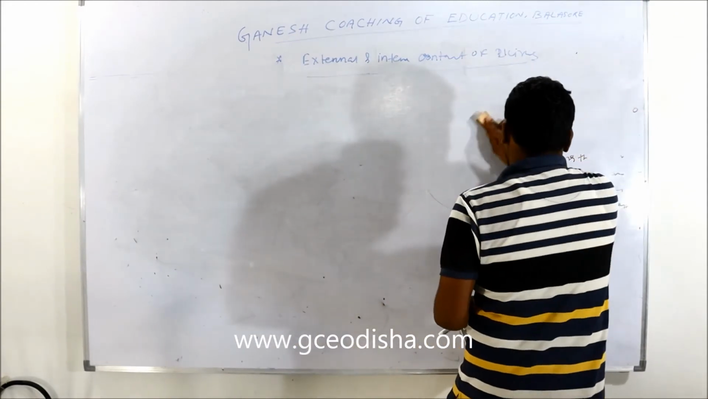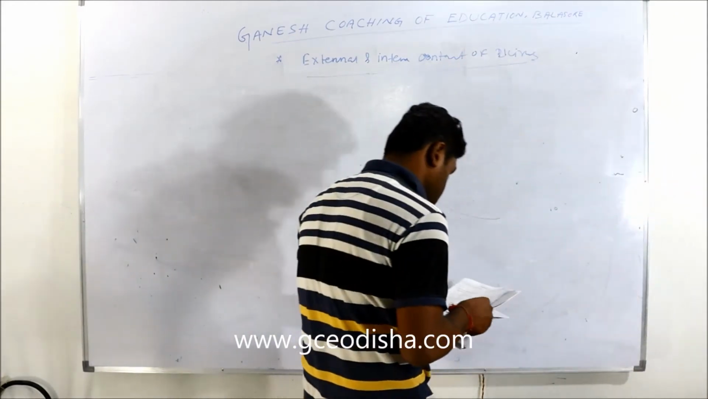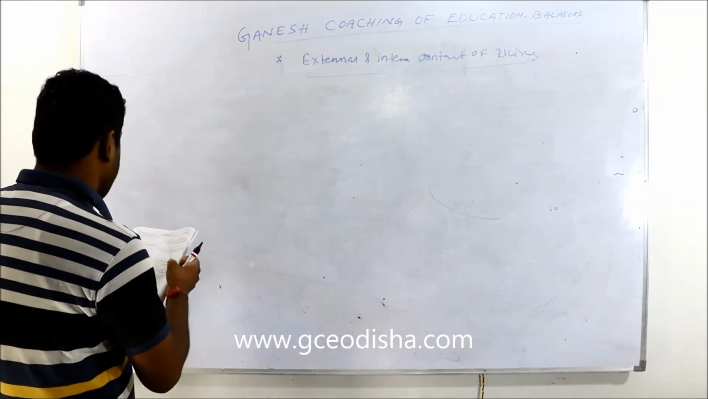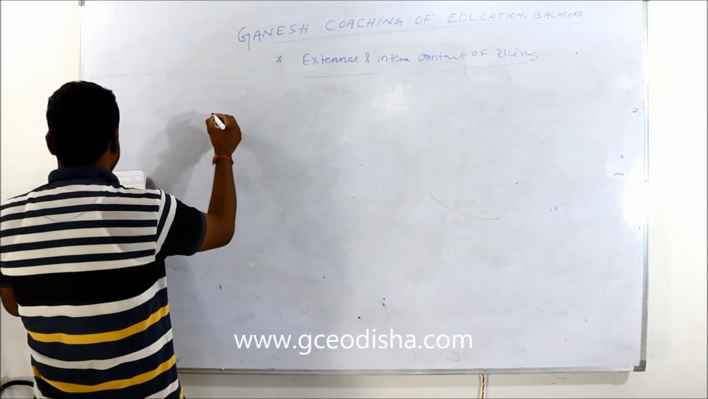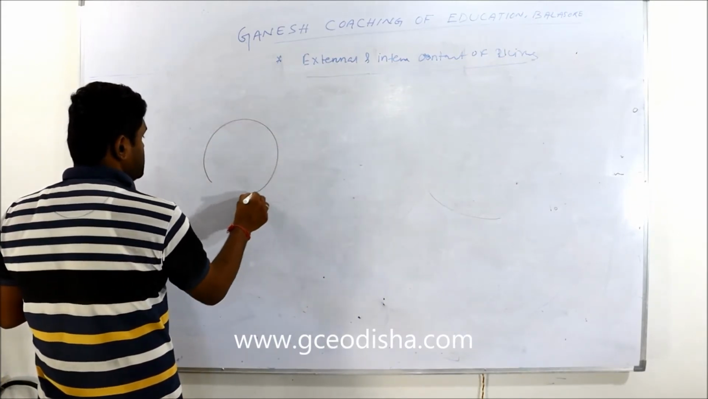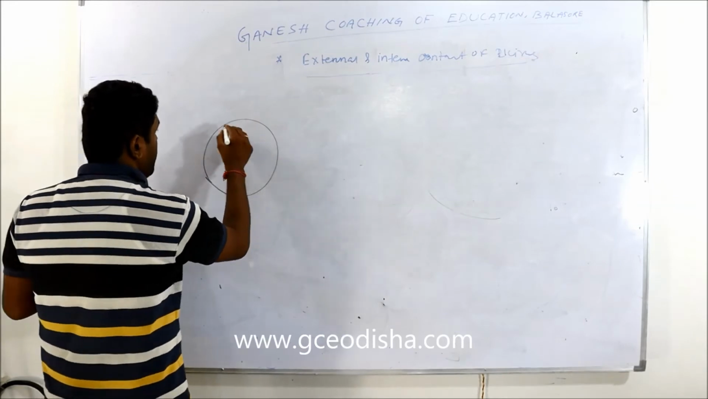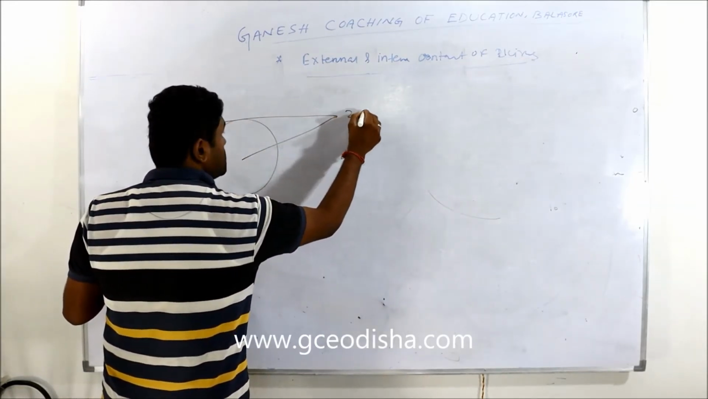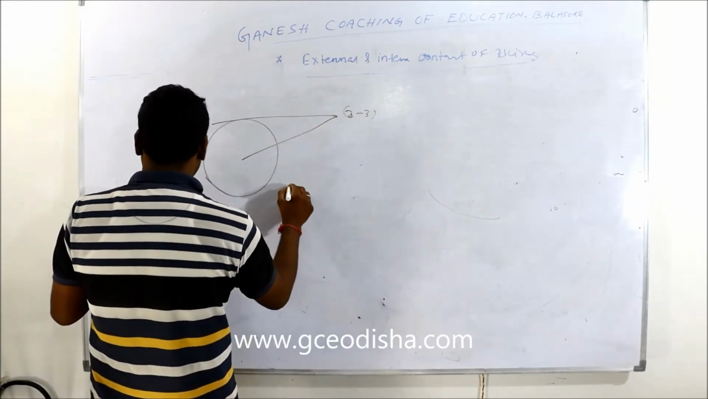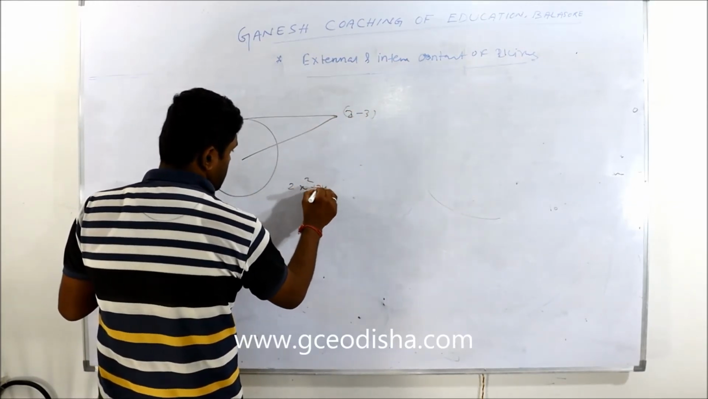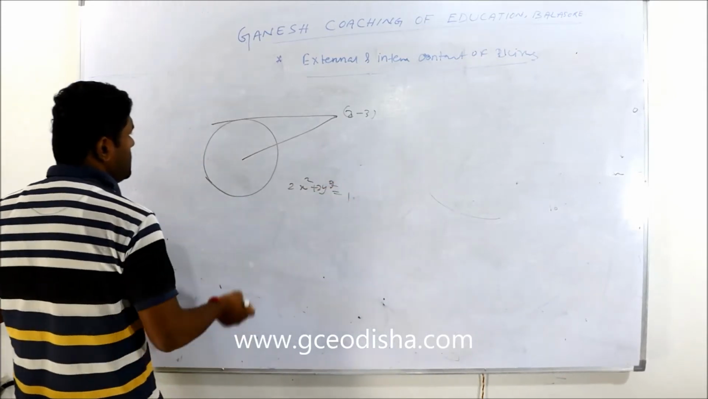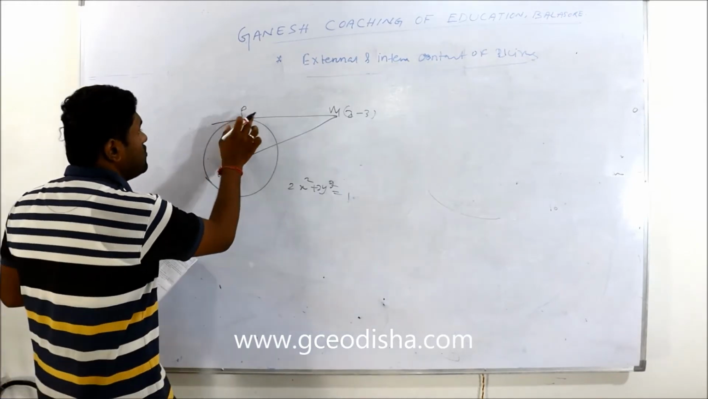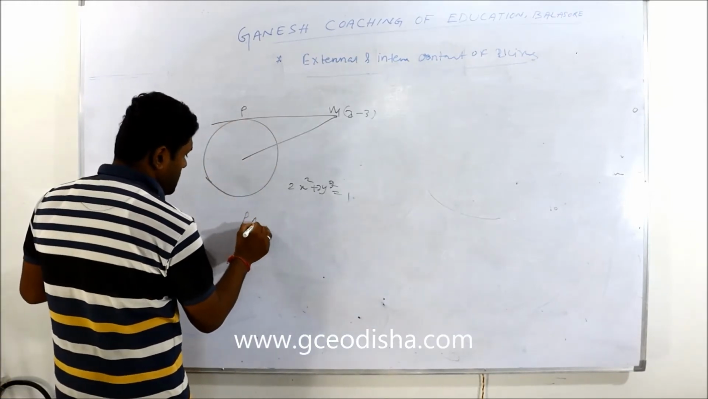Then coming to another set of questions. They ask to find the length of the tangent from a point to the circle. The point is (2, minus 3), and the equation of the circle is 2x square plus 2y square is equal to 1. This is P, and this is M. They ask the length of the tangent. What is the length of the tangent? What is the value of PM?